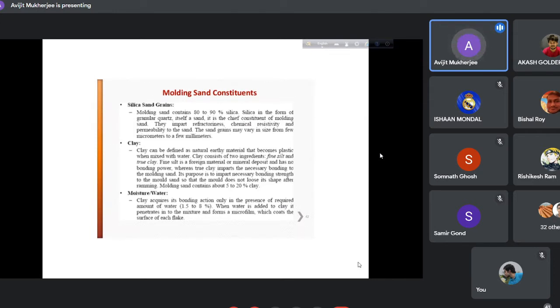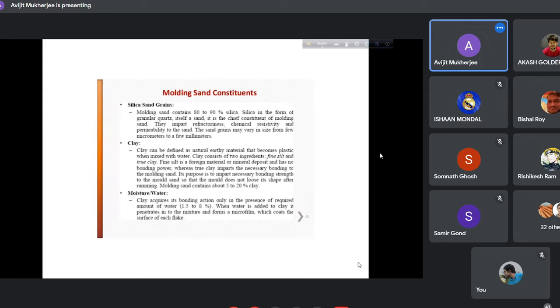So you observed all the videos. We had also discussed how the cope and drag are used with a pattern, how the mold cavity is prepared, then molten metal is poured. Then after solidification, the resultant part is known as the cast part. And the total process is known as casting. So cast and casting are separate.